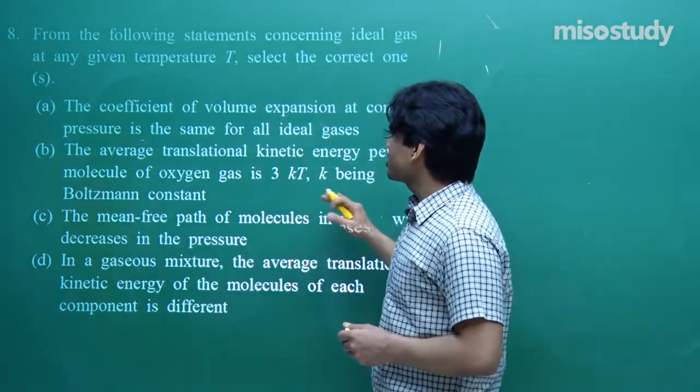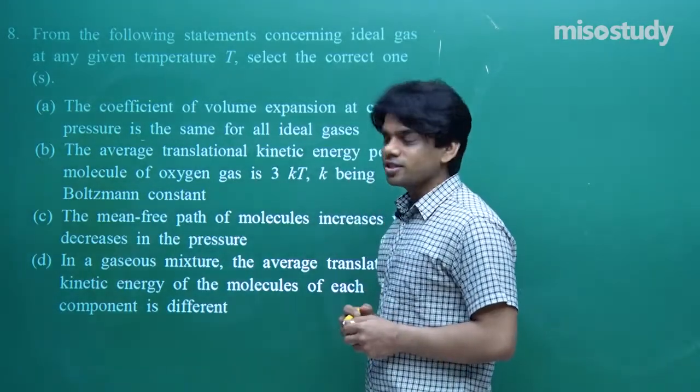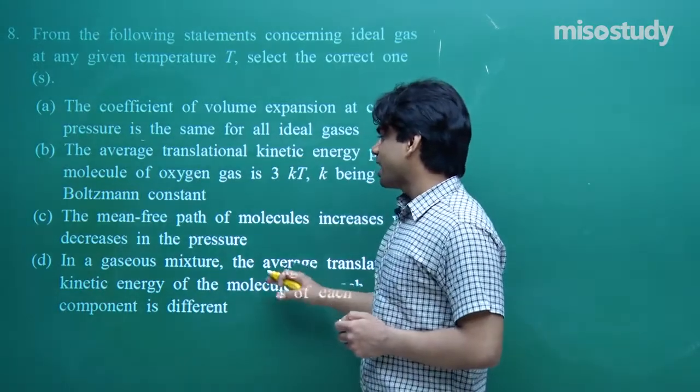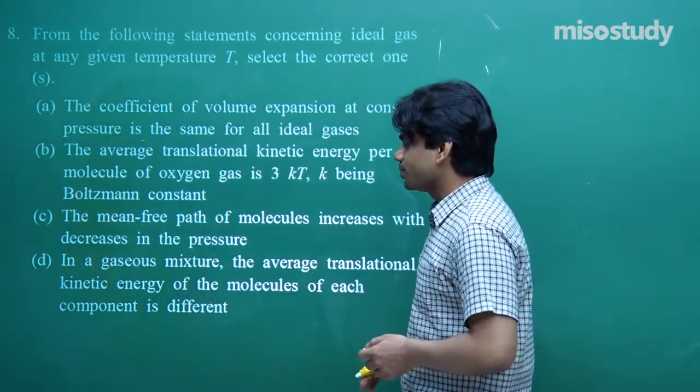B, the average translational kinetic energy per molecule of oxygen gas is 3 kT, k being Boltzmann constant. C, the mean free path of molecule increases with decrease in pressure. D, in a gaseous mixture, the average translational kinetic energy of the molecule of each component is different.